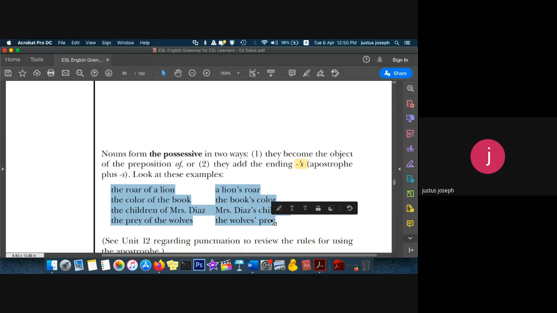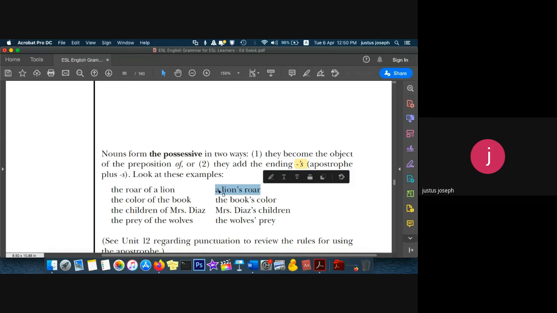The roar of a lion. How can you write it? A lion's roar. Or you can also say the lion's roar. Both will be correct. The color of the book. The book's color. All that you're doing or all the change that you're bringing in is this apostrophe s.